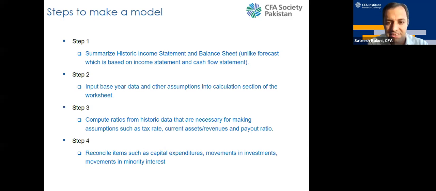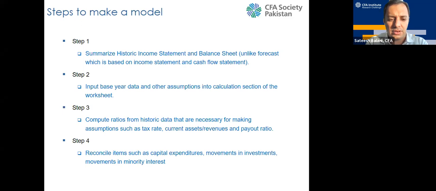So you input base year data, and then you input your assumptions and calculation section of the worksheet. You compute historical ratios, and accordingly it gives you an idea of how your future ratios will look. For example, if a company has not paid out any dividends in the past, your future payouts cannot be very high, or if you are raising that, it should be very clearly stated why that payout ratio is increasing. Maybe the company is getting more cash flows, maybe the company is doing better.